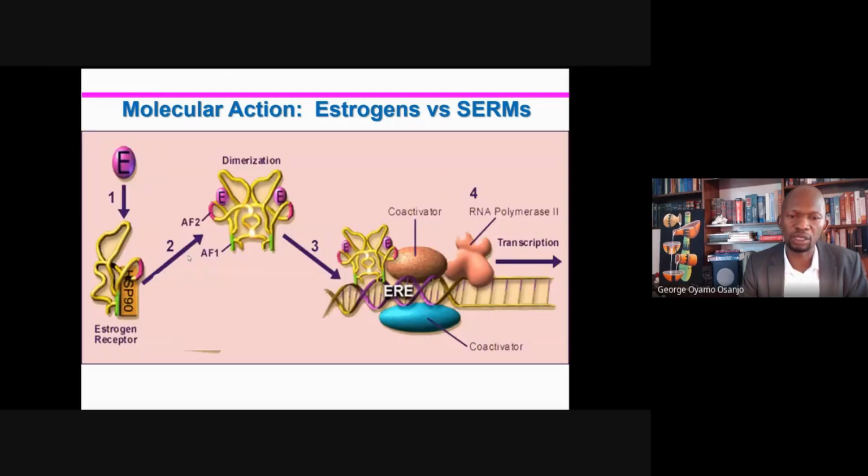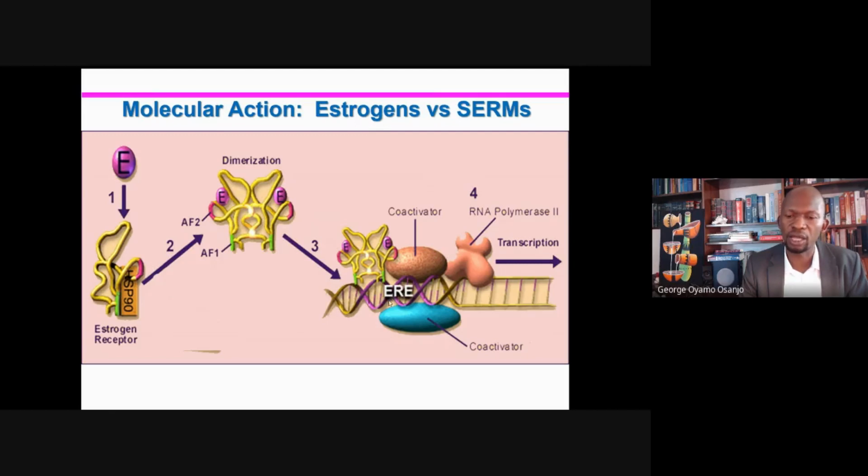Just like we saw last week, if you compare the action of estrogen and selective estrogen receptor modulators, estrogen binds to its receptor, the estrogen receptor. This may be estrogen receptor alpha or estrogen receptor beta. Upon that binding, there is dimerization of the hormone receptor complex, and this dimerization leads to exposure of the DNA binding domain. The DNA binding domain has a region called zinc fingers, which is a motif, and it uses the zinc fingers to bind to the target DNA sequences. Those target DNA sequences are called estrogen response elements, as shown here.